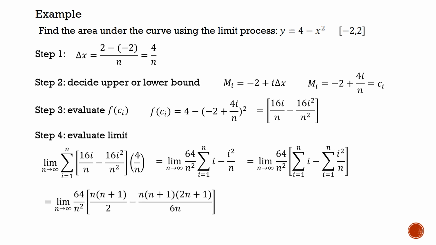And now, because the sum of i is n times n plus 1 over 2, and the sum of i squared is n times n plus 1 times 2n plus 1 over 6, but because it's over n multiplied by 1 over n, we simplify further, common denominator, all that stuff, and then we finally evaluate our limit as n approaches infinity. So we end up with 32 over 3, which is 10.67. What is 10.67? The area underneath the curve of y is equal to 4 minus x squared between negative 2 and 2.